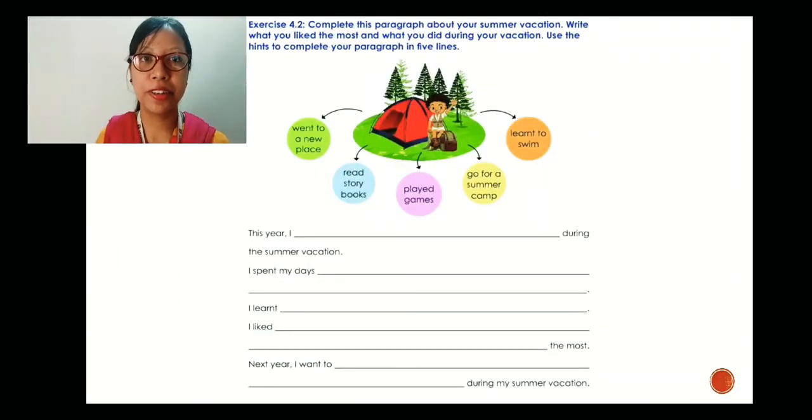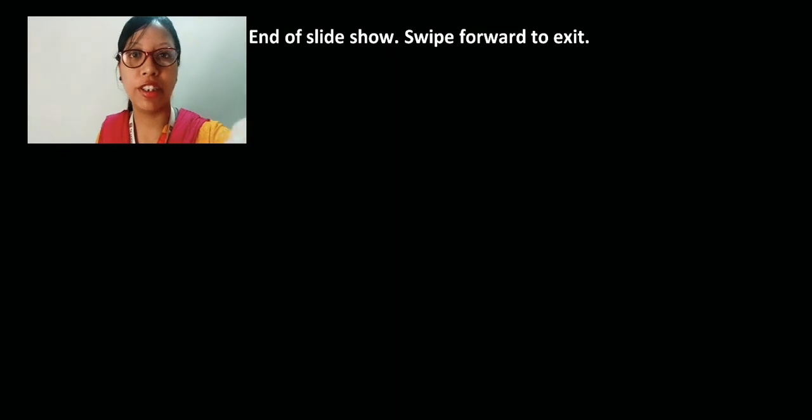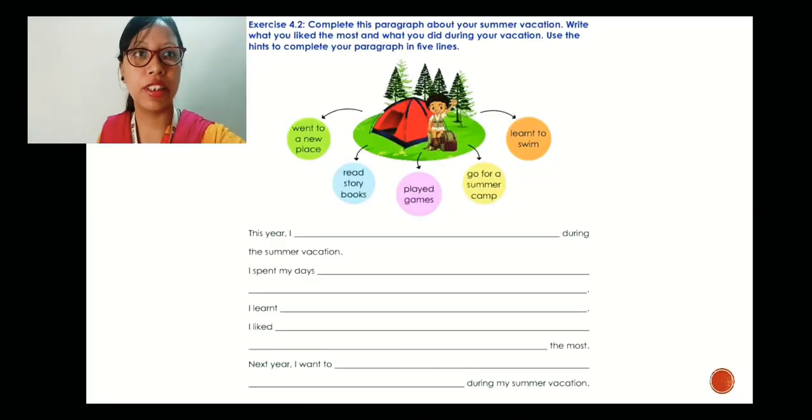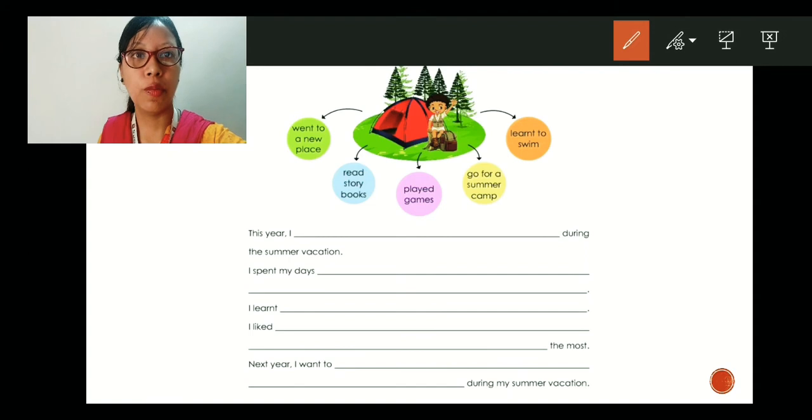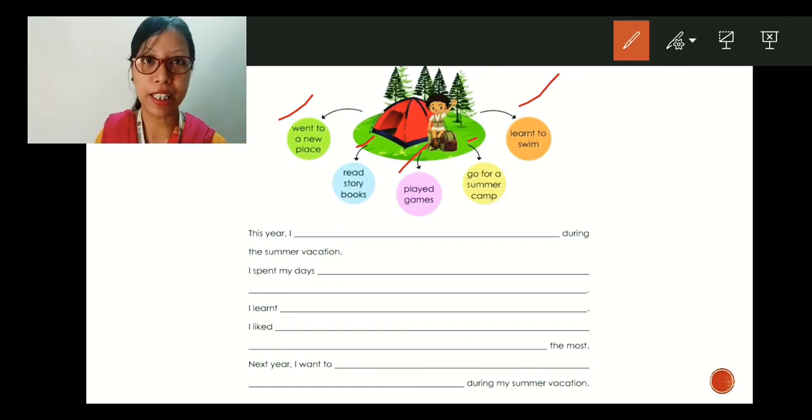Now let us come to exercise 4.2. Complete this paragraph about your summer vacation. Write what you liked the most and what you did during your summer vacation. Use the hints to complete your paragraph in 5 lines. So here we have some hints given. Went to a new place, read storybooks, played games, go for a summer camp and learned to swim. So let us find out where to put these sentences and phrases in the correct space.